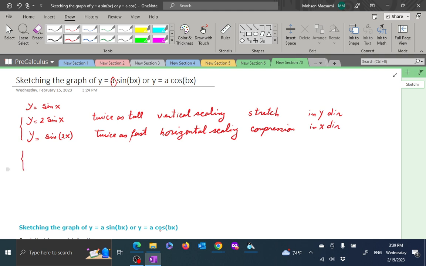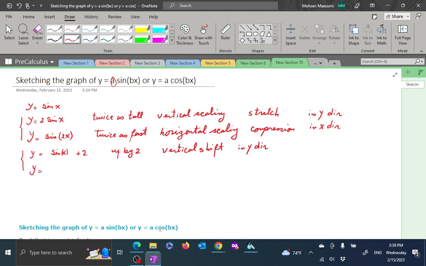Then we have shifting. y equals sine of x plus 2. This meant up by 2. So this is a vertical shift. Obviously in the y direction.